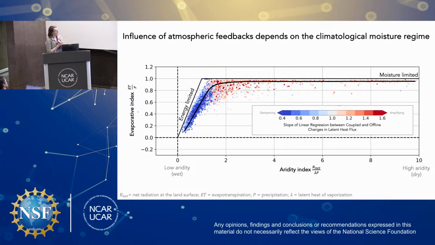If we plot the influence of atmospheric feedbacks in this Budyko space instead of looking at a map, there's this really clean separation between atmospheric feedbacks dampening in the energy limited domain and then either amplifying ET changes or having no impact once you move into the moisture limited space. And that transition between atmospheric feedbacks being dampening or amplifying occurs right along this inflection point in our Budyko space.